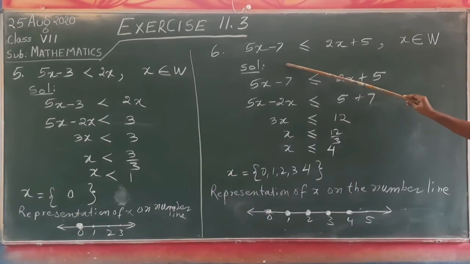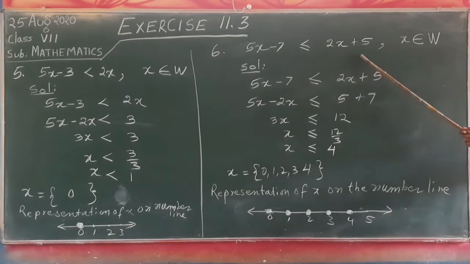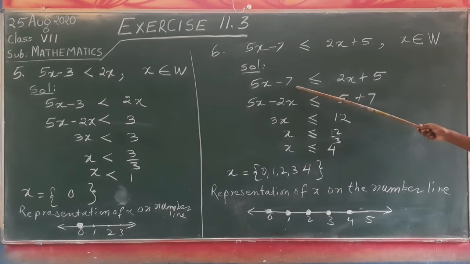Sixth question. 5x minus 7 is less than or equal to 2x plus 5. X belongs to whole numbers, and the value of x we are going to find. In the solution, let's see. 5x minus 3 is less than or equal to 2x plus 5.